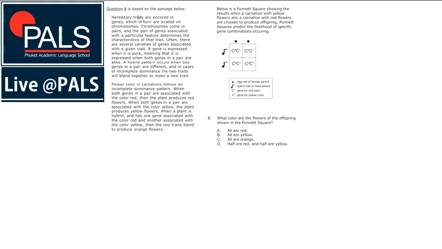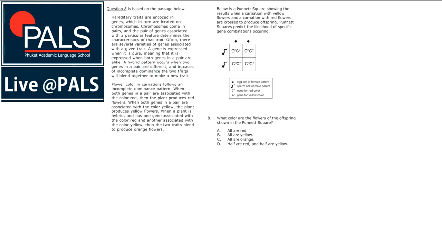Question 8 is based on the passage below. Hereditary traits are encoded in genes, which in turn are located on chromosomes. Chromosomes come in pairs, and the pair of genes associated with a particular feature determines the characteristics of that trait. Often there are several varieties of genes associated with a given trait, which we usually refer to as alleles. A gene is expressed when it is pure, meaning that it is expressed when both genes in a pair are alike, or when both alleles of that gene are the same.